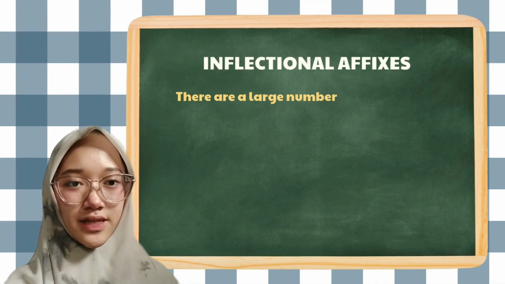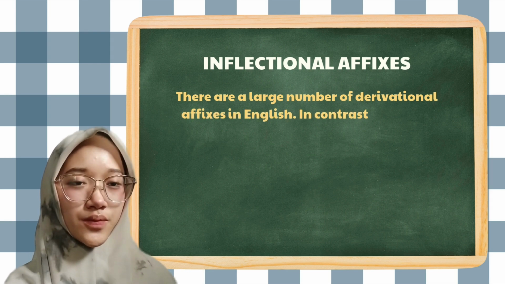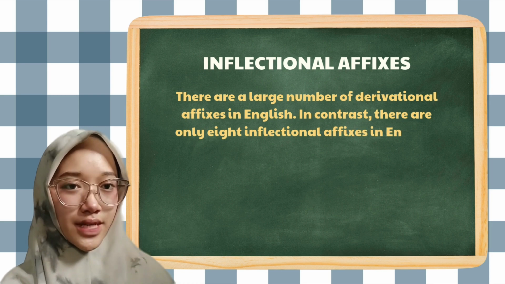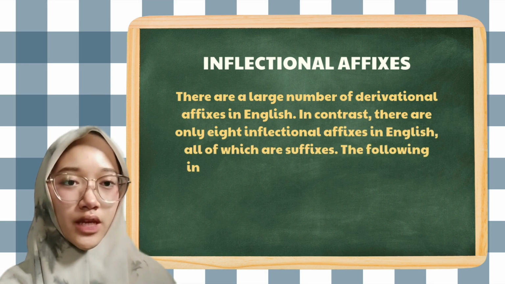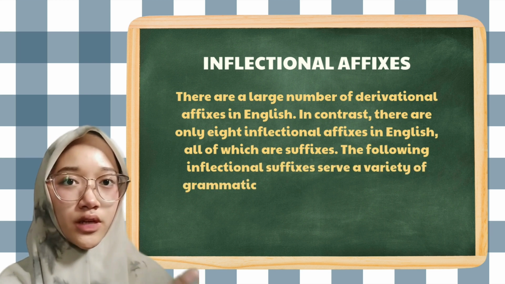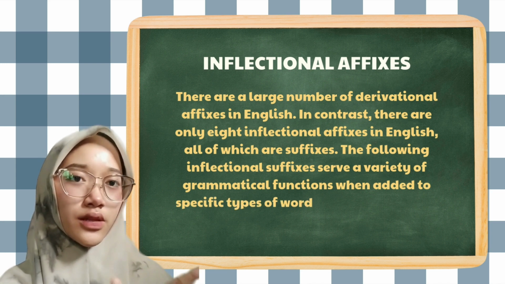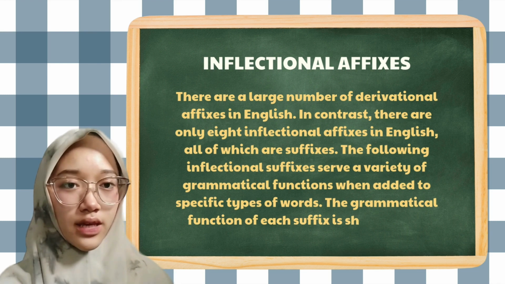Inflectional affixes. There are a large number of derivational affixes in English. In contrast, there are only 8 inflectional affixes in English, all of which are suffixes. The following inflectional suffixes serve a variety of grammatical functions when added to specific types of words. The grammatical function, its suffix, is found to the right of words.